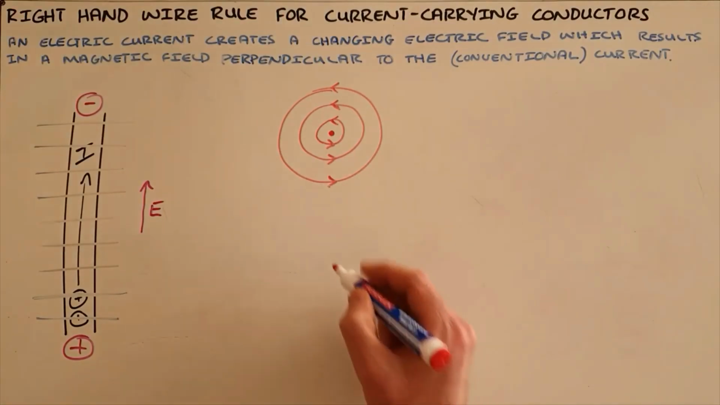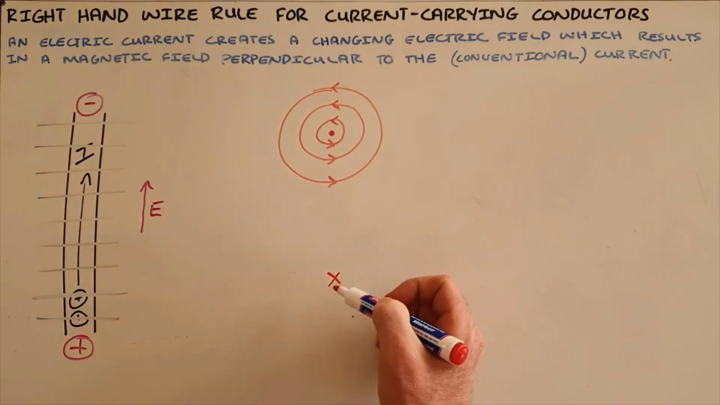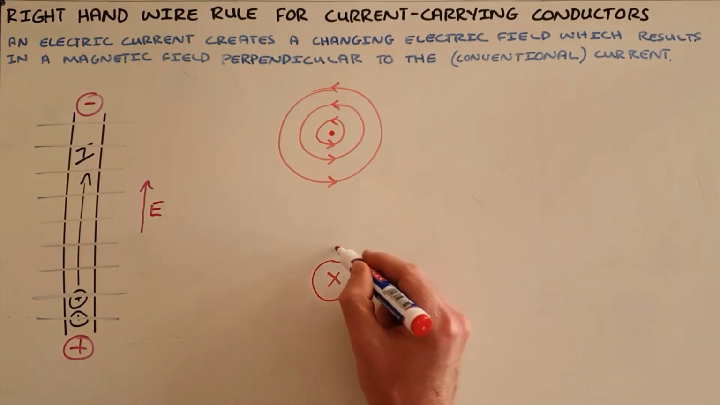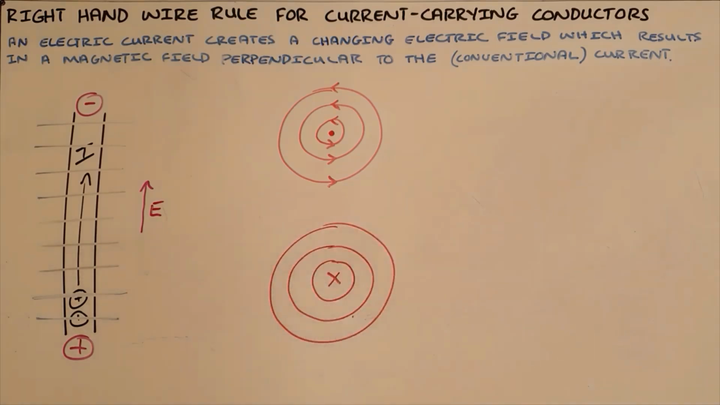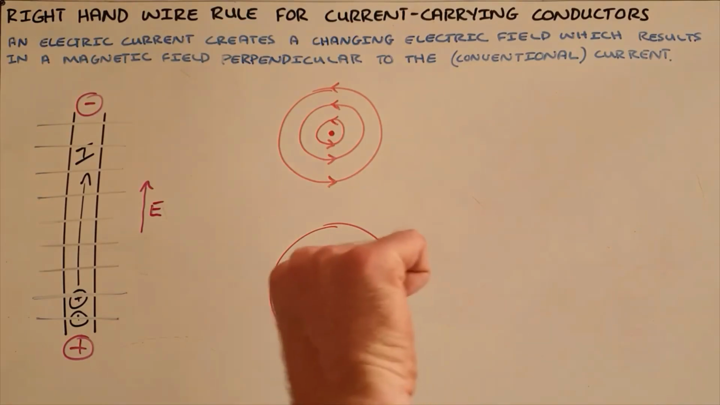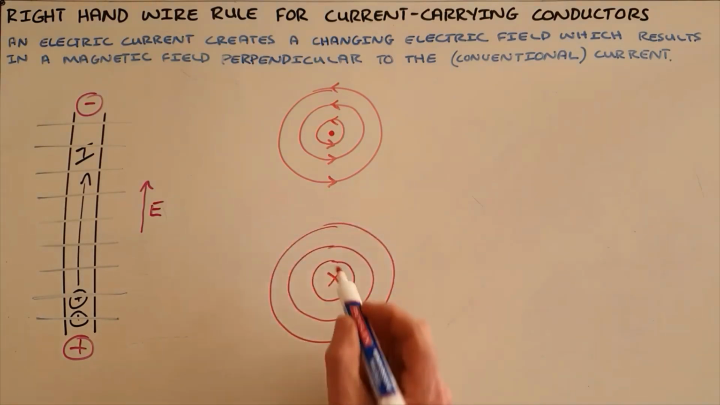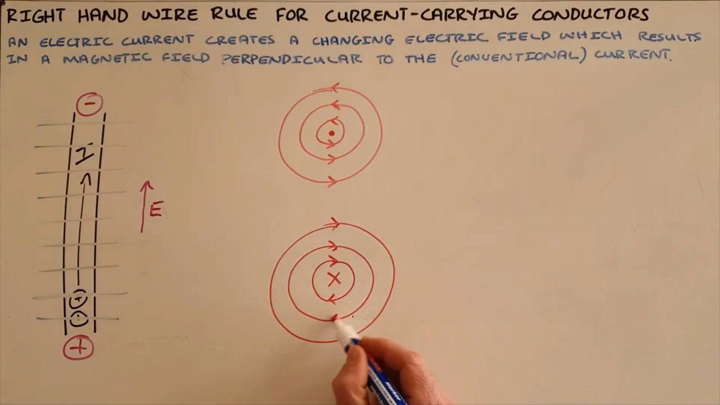We would then also demonstrate or notate a wire that is carrying current into the board with a cross. And once again, we know that since that is carrying current, it has a changing electric field, which in turn produces a magnetic field that is perpendicular to it. We show that with 3 concentric circles to represent the magnetic field. And using the right-hand wire rule, we point our thumb in the direction of the current and our fingers curl in the direction of the magnetic field around that wire.